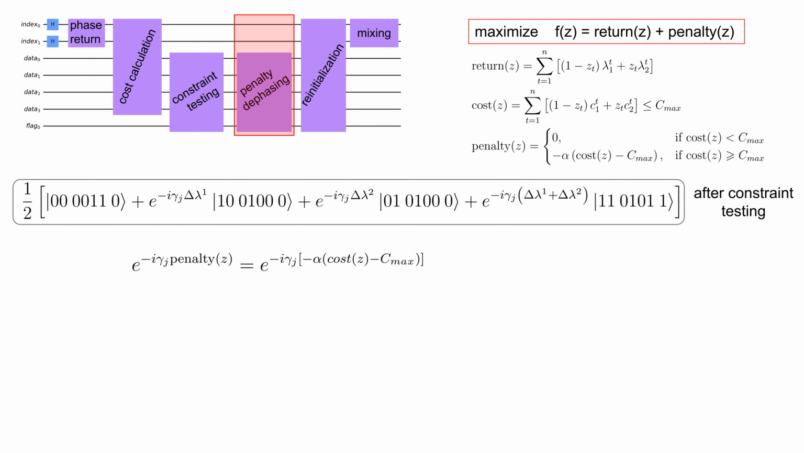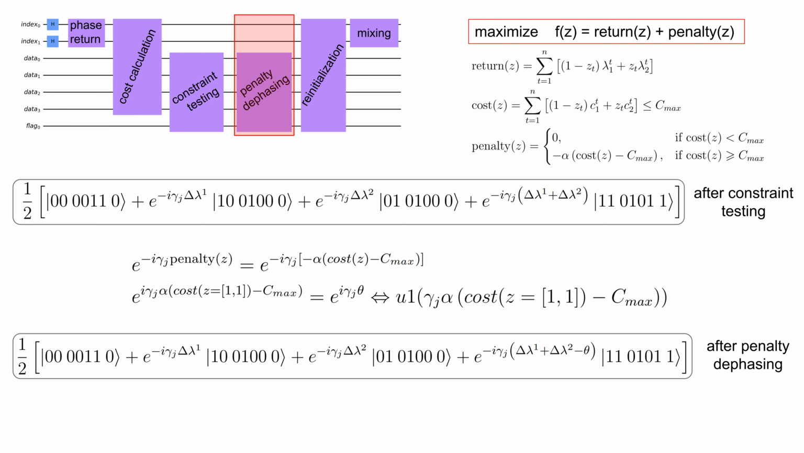In the next step, we want to encode the second part of the Hamiltonian, the penalty. In this example, it is quite easy, because we only need to add the phase to state 1, 1, where the flag qubit is equal to 1. We redefine the expression for the penalty via angle theta. At this moment, the Hamiltonian, which represents the function which we want to maximize, is completely encoded into the system.